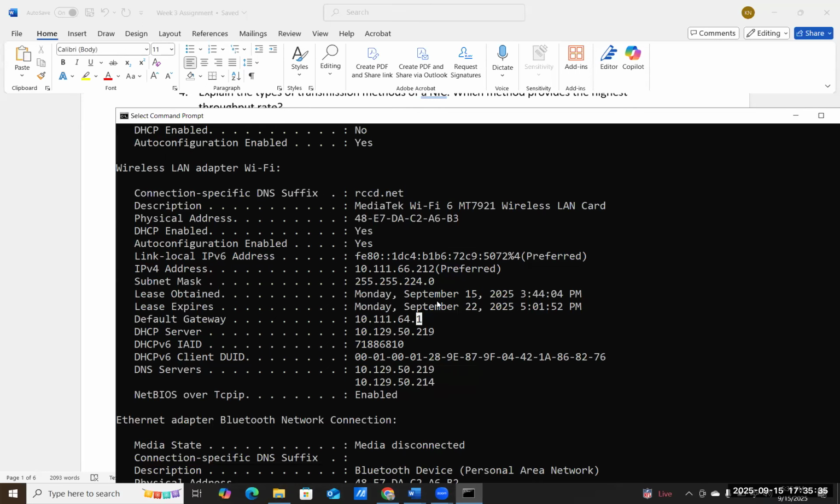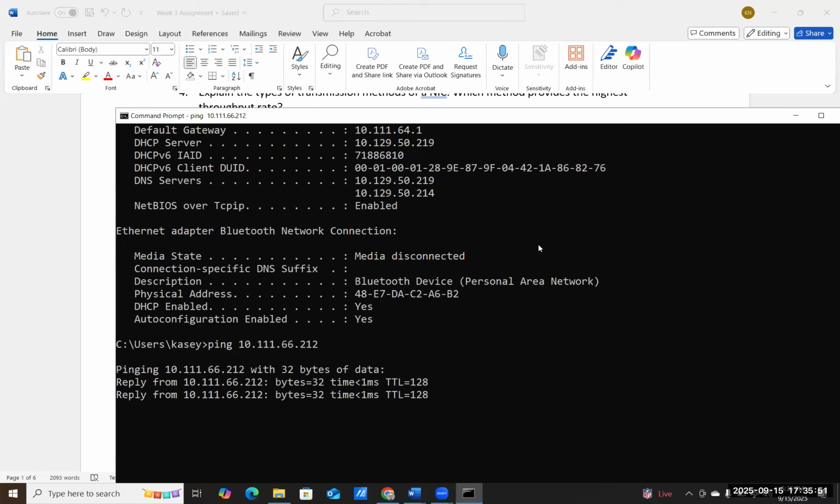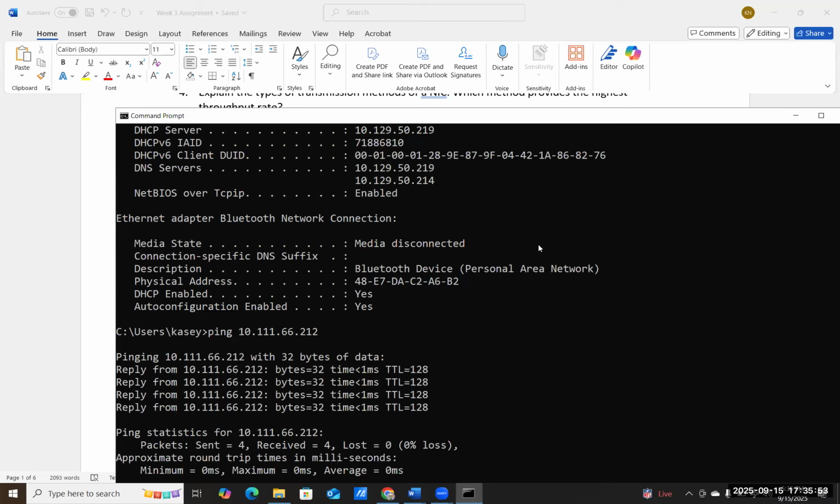But I'm given an IP address, and this is my IP address right here. So what I can do is I can ping it, 10.111.66.212. And if the system is connected, it should reply, right? In Windows environment, it's going to send out 4 requests. It's going to say, are you connected? Yes, right? Are you connected? So 4 times. In Linux, it will continue to request until you tell it to stop, or you can specify the count with your option in your command line.